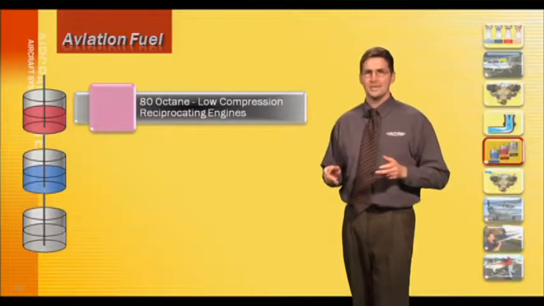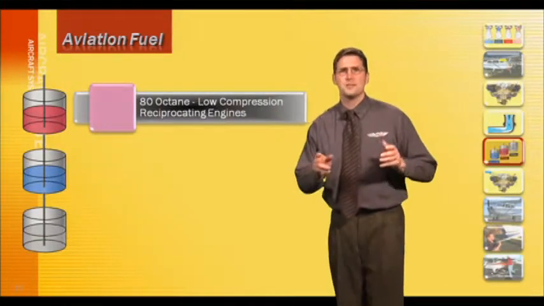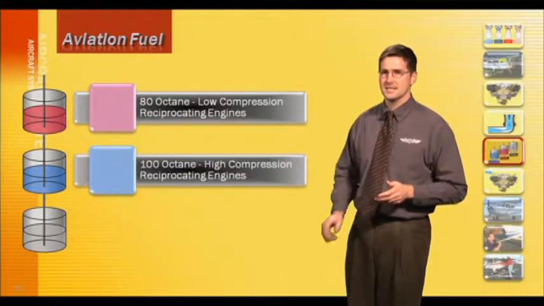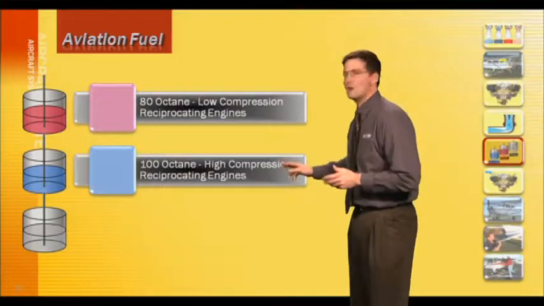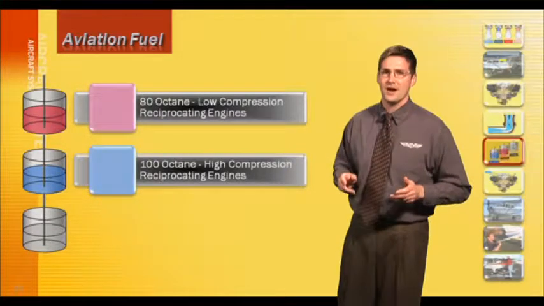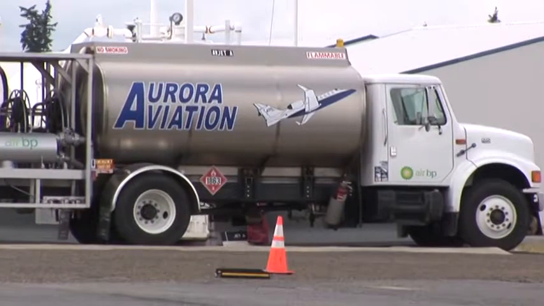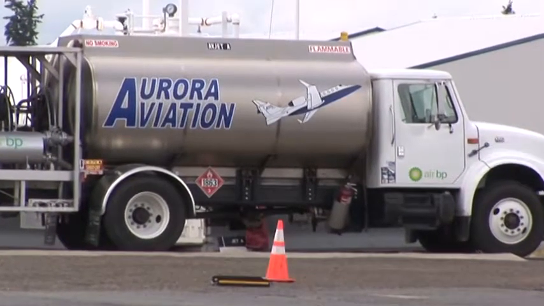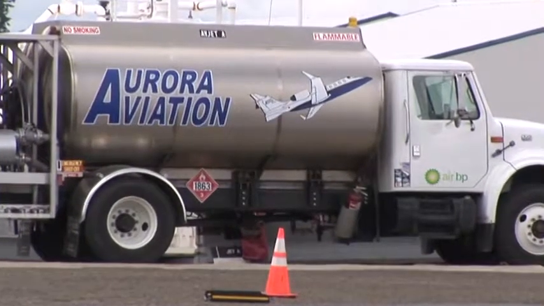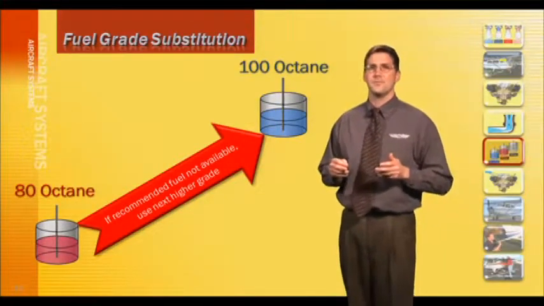The red fuel is 80 octane. 80 octane fuel is found in lower performance general aviation aircraft that have lower compression engines. Next, the blue fuel is called 100 low lead. 100 low lead is typically found in higher performance aircraft that use high compression engines. Jet fuel is colorless, and as you can guess, jet fuel is used in jet and turbine powered engines. If the recommended fuel is not available for your aircraft, then you must use the next higher grade of fuel.